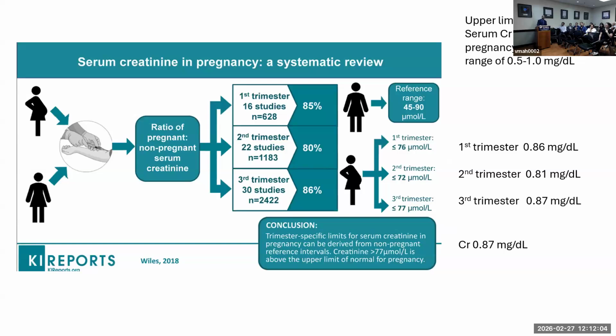This was a different paper, a systematic review. They looked at a lot of pregnancies as well and were trying to do the same thing, but they gave us a little more information on specific cutoffs. They came up with a first trimester cutoff of 0.86, based again on a 95th percentile cutoff, a second trimester creatinine of 0.81, and a third trimester creatinine of 0.87. So this was basically to say that if you have your patient in front of you and the creatinine is higher than this, it is probably something we should be concerned about.